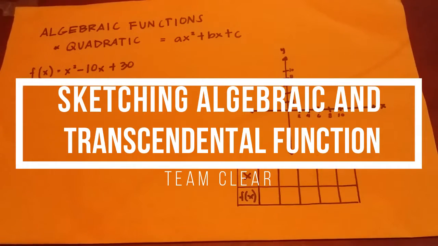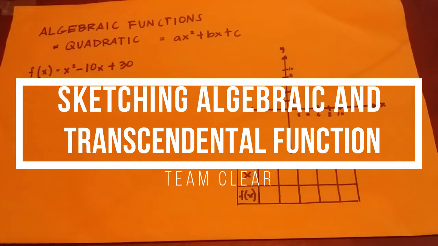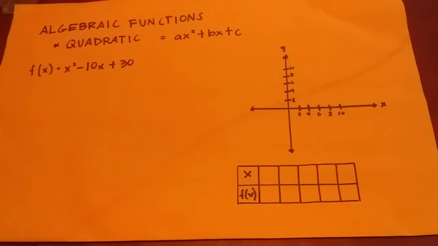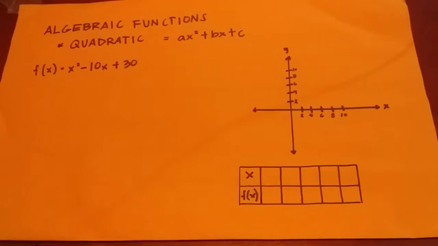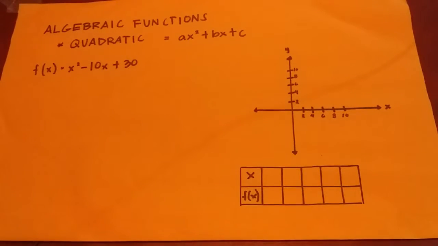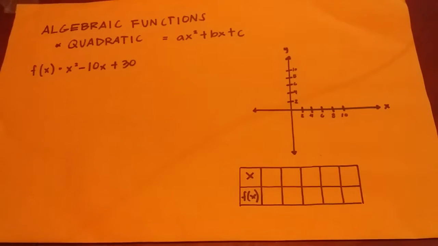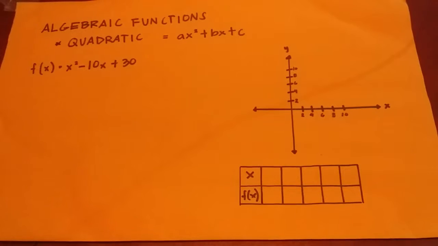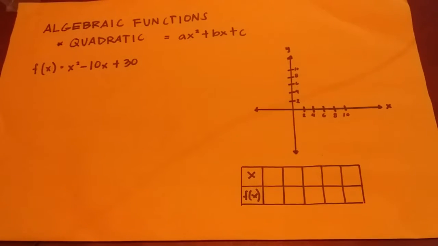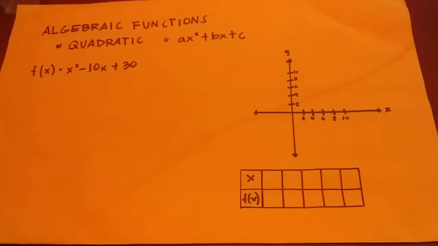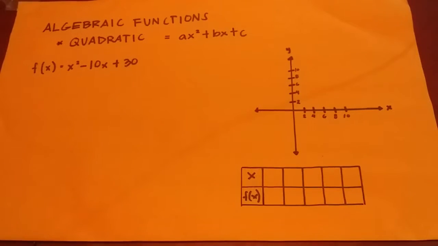Algebraic functions, the quadratic. So here we have f of x is equal to x squared minus 10x plus 30. The first thing I want you to do is to determine the axis of symmetry. The axis of symmetry of a parabola is a vertical line that divides the parabola into two congruent halves. It always passes through the vertex of the parabola. Later, I will show you the graph.